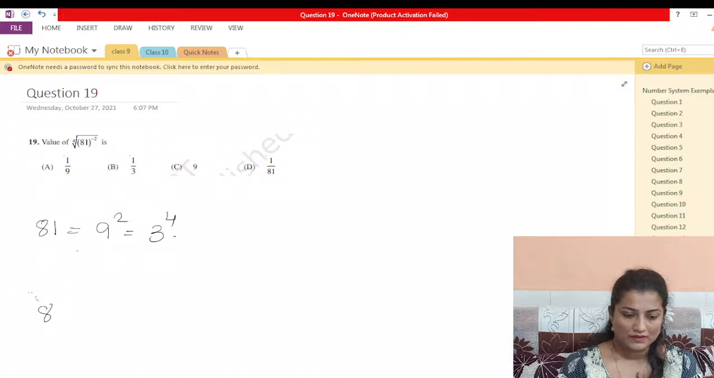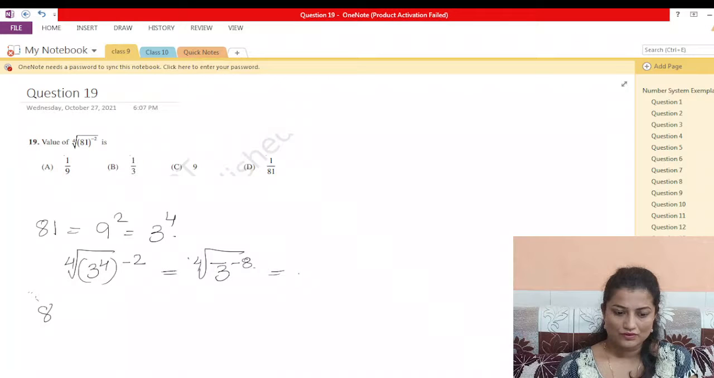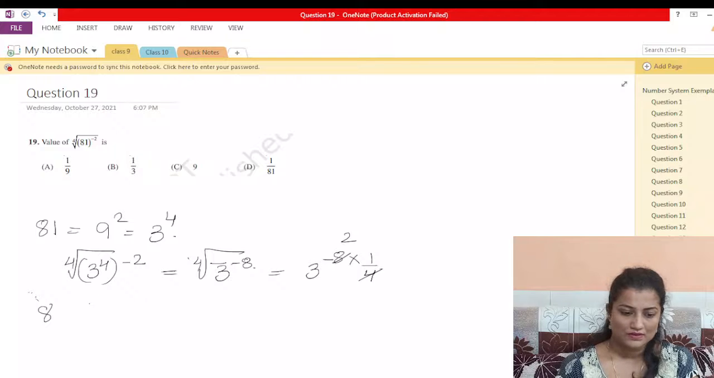Now while solving this, the fourth root of 81 can be written as 3 raised to 4, and that will be raised to minus 2. Right? So, the fourth root of 3 raised to minus 8. Now if we remove the fourth root, we will get 3 raised to minus 8 into 1 by 4. Now while cancelling this, we will get 3 raised to minus 2. So the answer is 3 raised to minus 2.